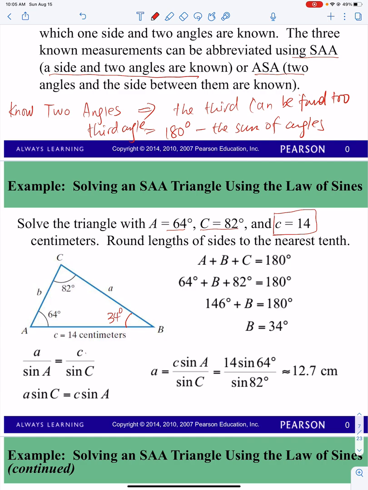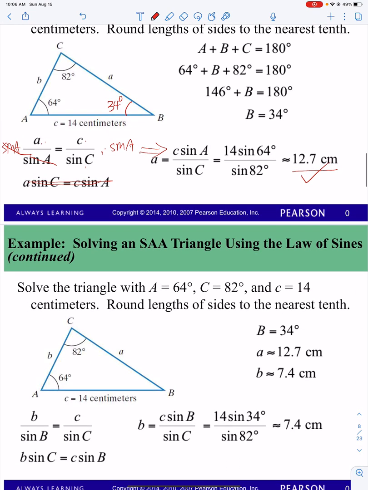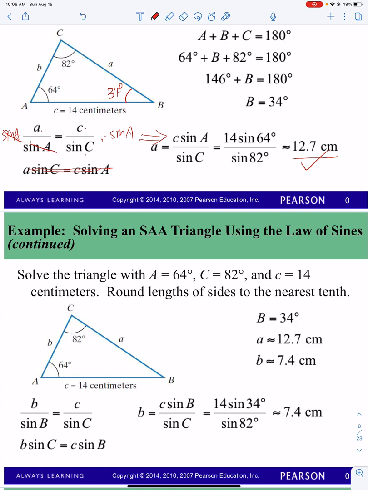c over sine of C equal to a over sine of A, and then you can find a. So you can plug in. I would not do this many steps. I will multiply sine A on both sides. So it's directly equal here: a equals c sine A over sine C. Then you plug in all the values, you can get it. Similarly, because your B is here, you can use the same formula and you get your b.